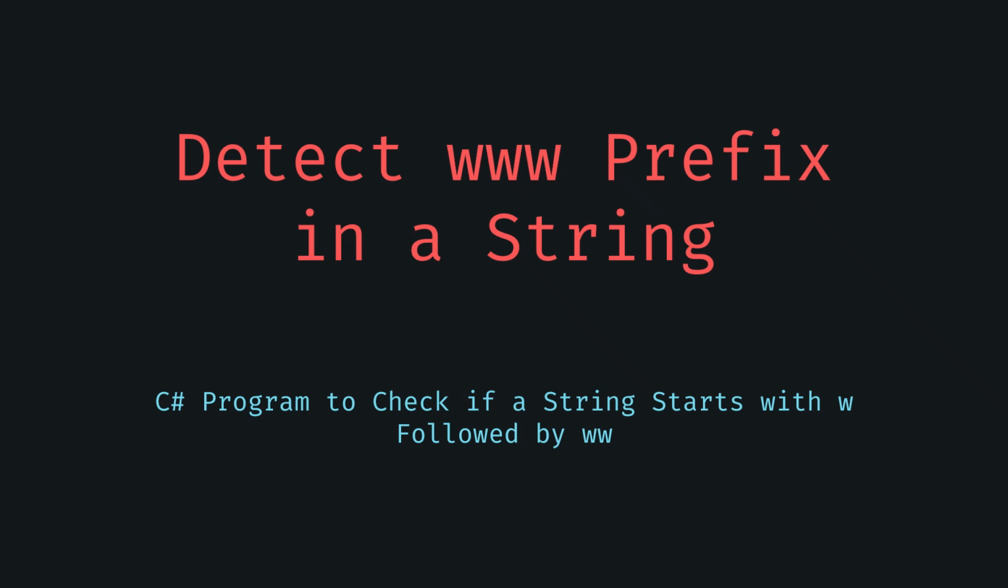Welcome. In this short C# tip, we'll write a tiny program that checks whether a given string starts with W immediately, followed by two more W characters. In other words, whether the string begins with www. This is a common micro-check, for example, detecting legacy web prefixes.